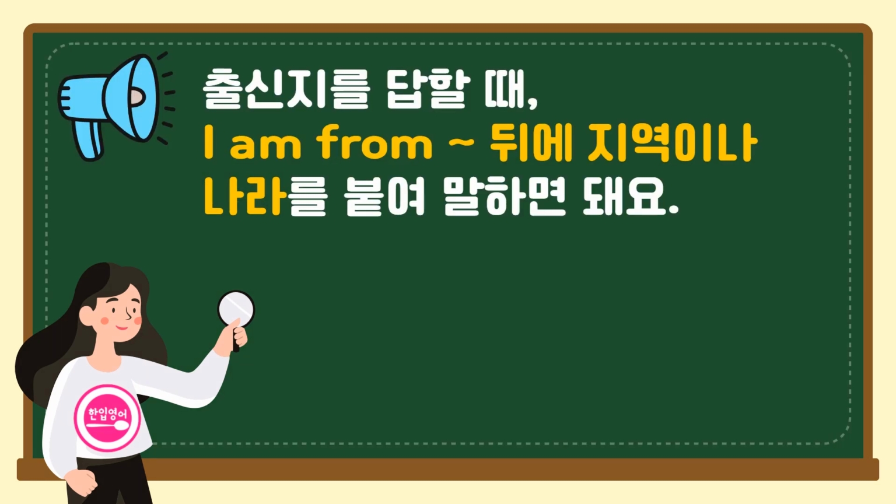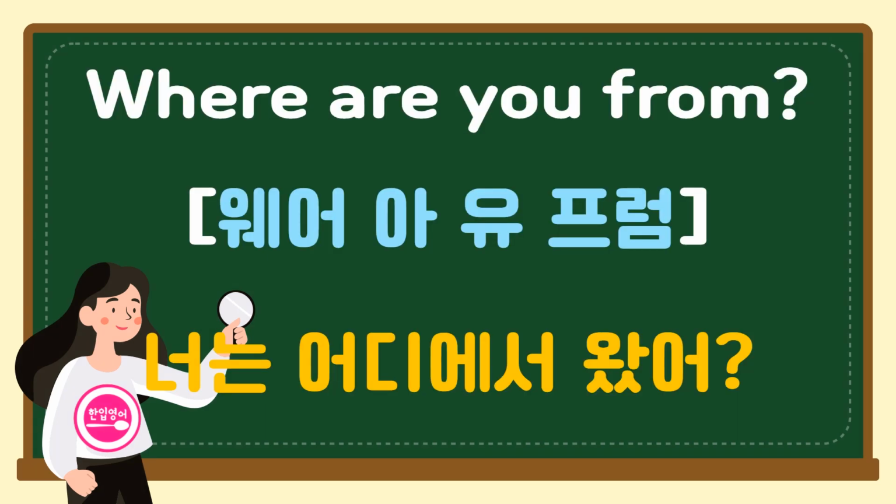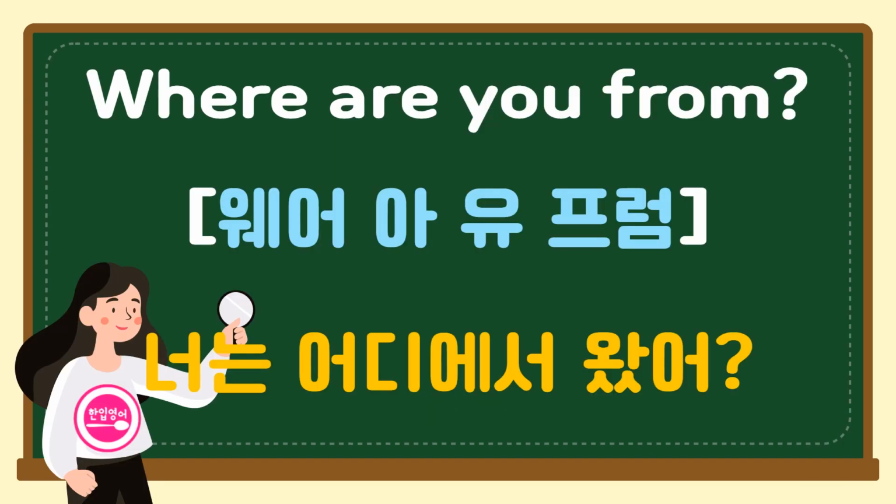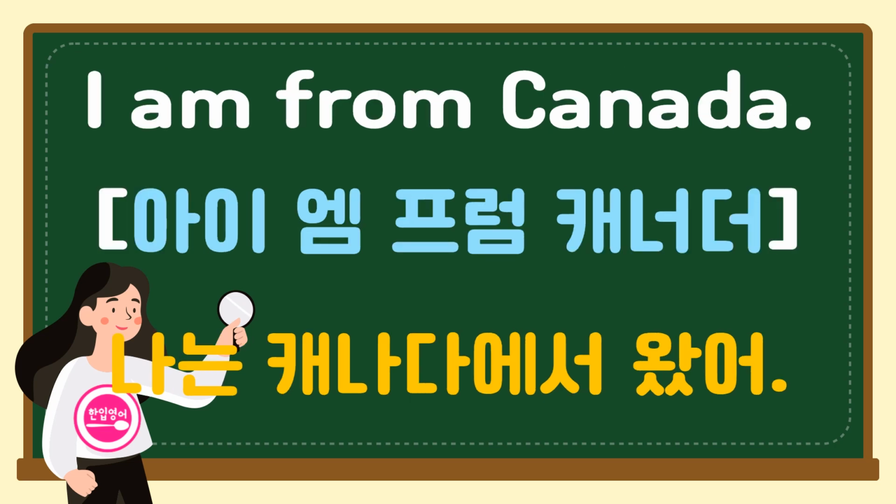출신지 묻고 답하기. 출신지를 답할 때 I am from 뒤에 지역이나 나라를 붙여 말하면 돼요. 너는 어디에서 왔어? Where are you from? Where are you from? 나는 캐나다에서 왔어.